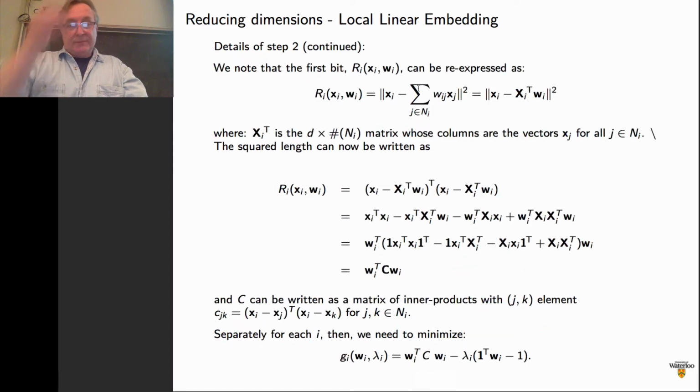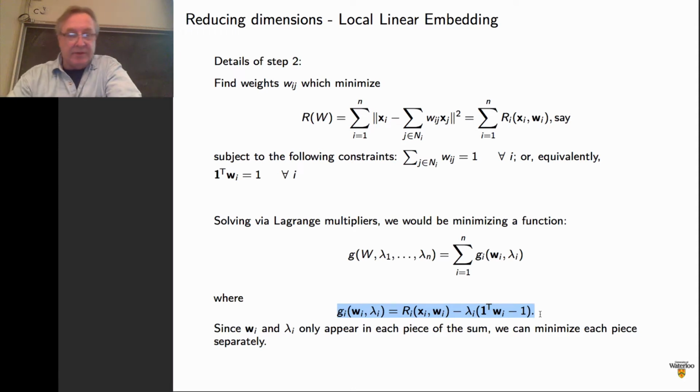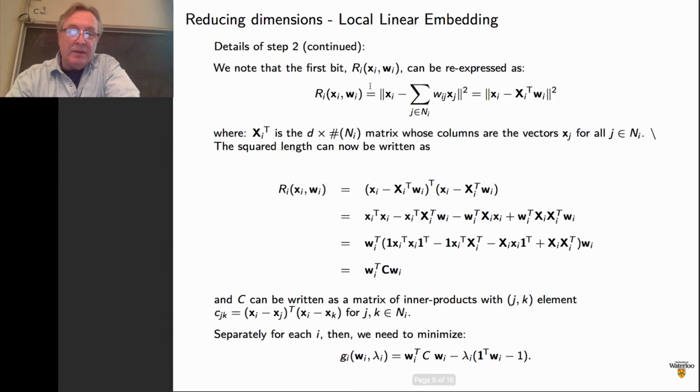All right. So this first bit. We're looking at minimizing this function with respect to lambda i and wi, the vector wi. And I'm going to look just at this first bit here. That first bit is just this squared length: the point x that you're looking at minus the weighted sum of its neighbors.